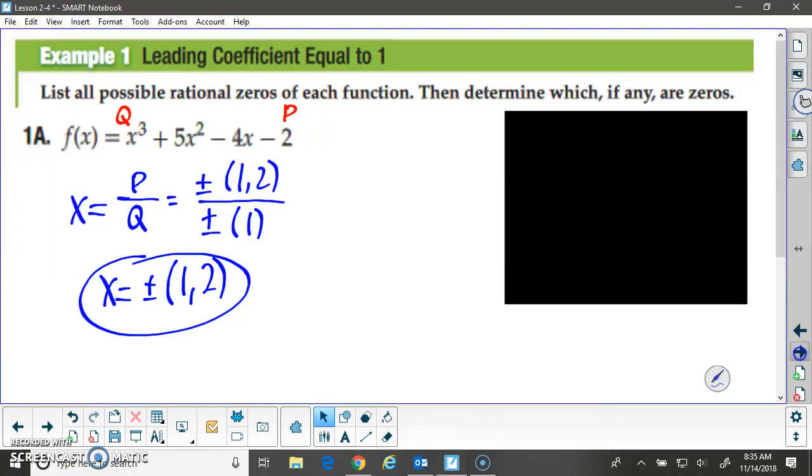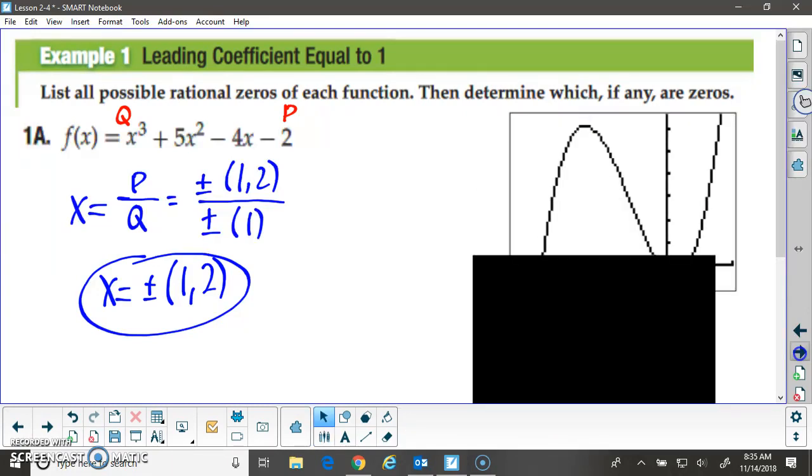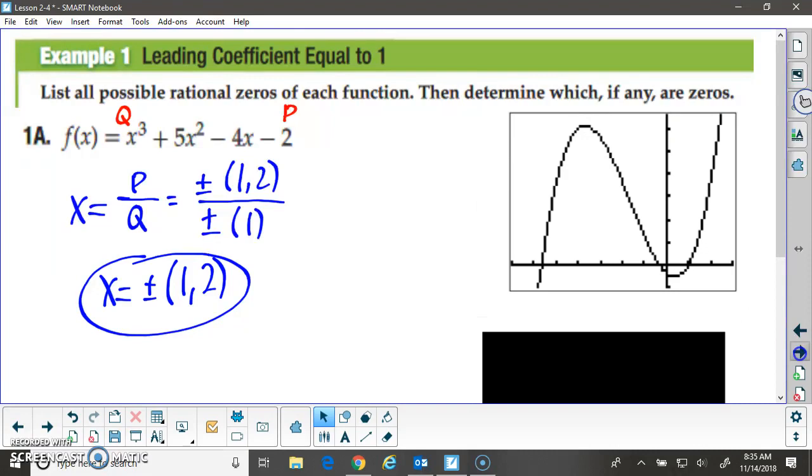So now to determine if any of these are actually zeros, we graph it, take a look at the zeros. Looks like we have one right here that would be an irrational zero. Looks like we have one right here that would also be an irrational 0, and the last one right there is a rational 0 at positive 1.